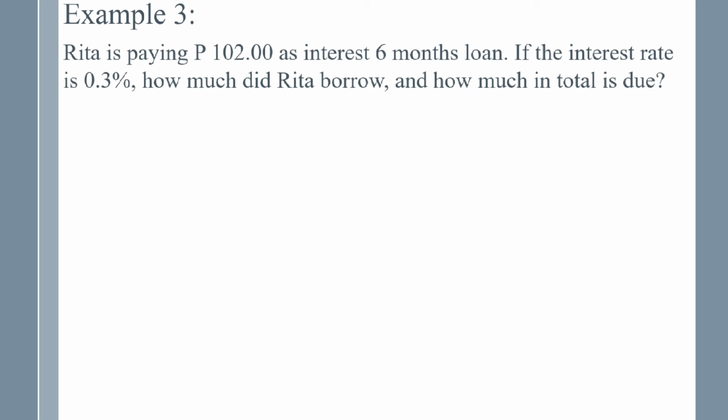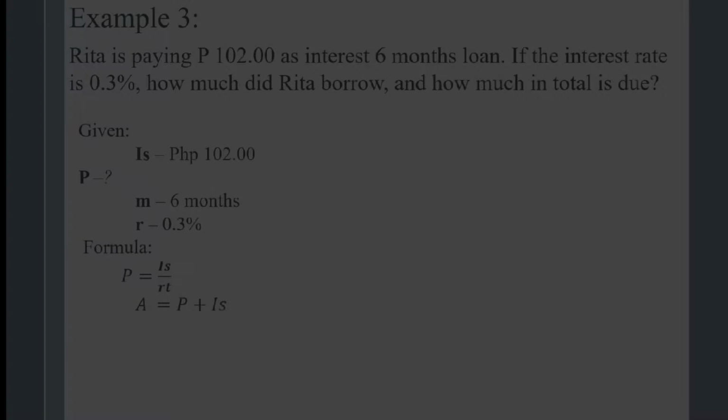Let us look at another scenario. Example number 3. Rita is paying 102 pesos as interest on her 6 months loan. If the interest rate is 0.3%, how much did Rita borrow and how much in total is due? According to the statement, we are to look for 2 answers, one of which from how much did Rita borrow, pertaining to the principal, and the other from the statement how much in total is due, pertaining to the total amount.